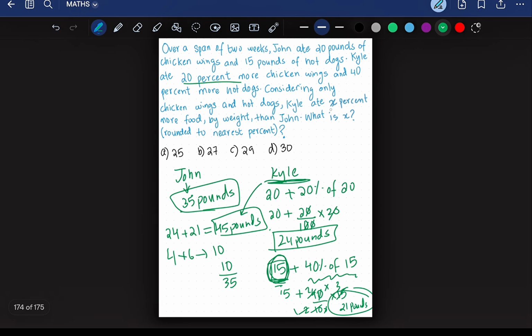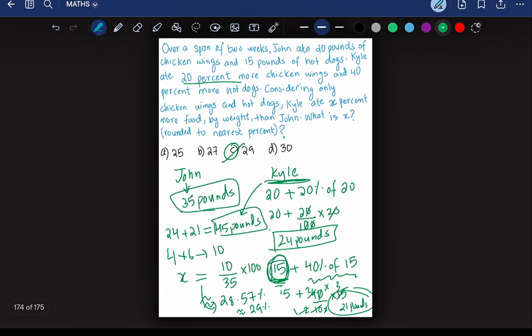And then because we want to find X, and X is a percentage, X is equal to 10 over 35 times 100. And when you do the calculations, this comes out to be approximately 28.57%, which is approximately equal to 29%. I've already done the calculations. So the answer is going to be C, 29%.